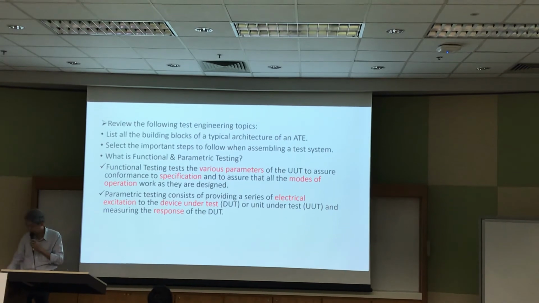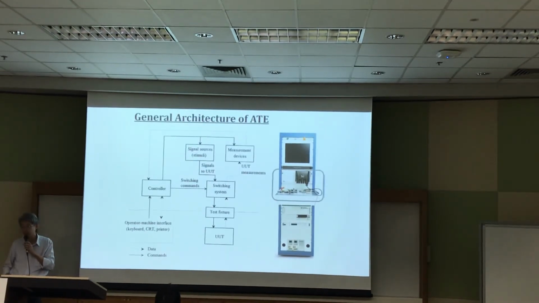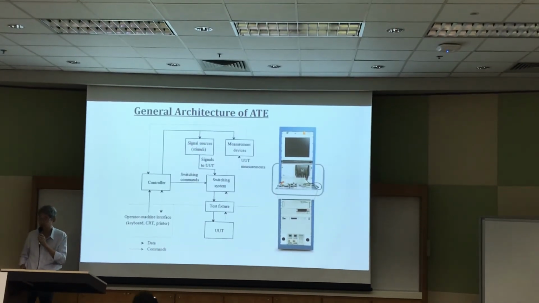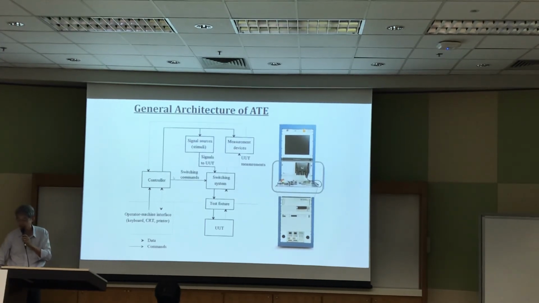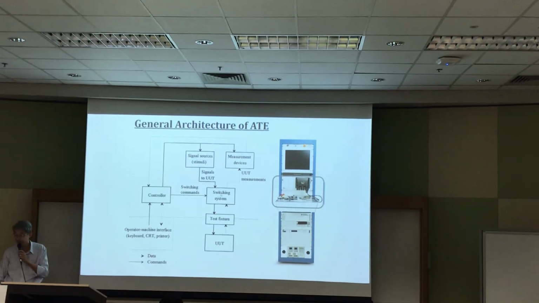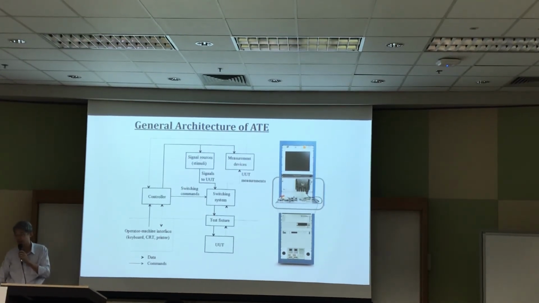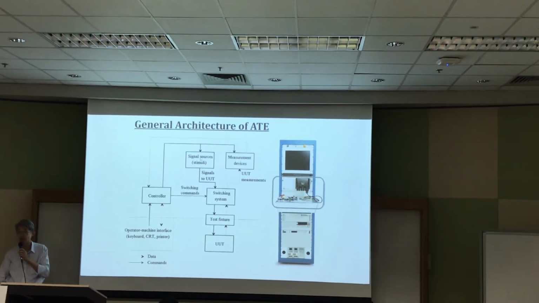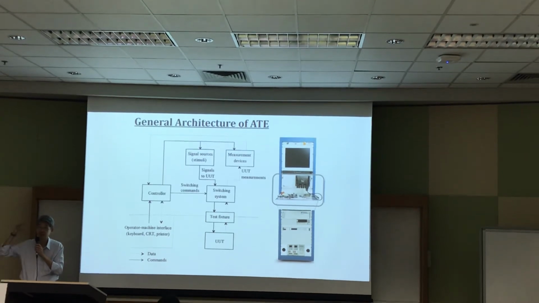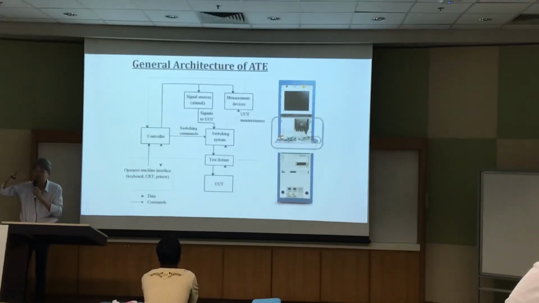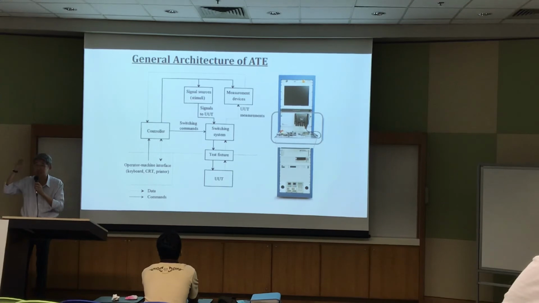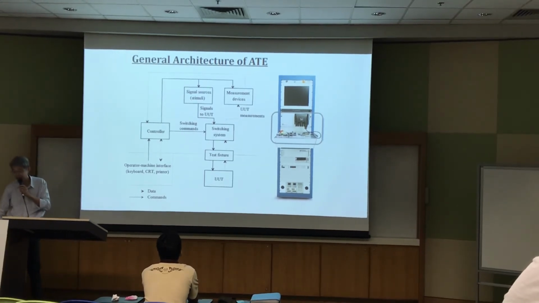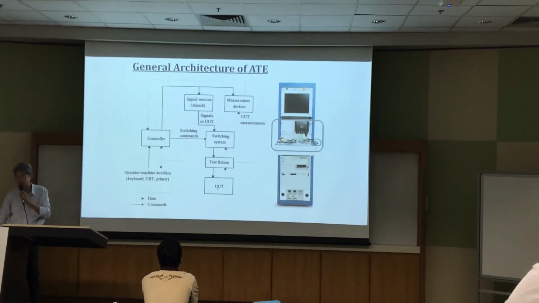Okay, so now I'm going to list the building blocks. These are the building blocks of the automatic test equipment. Obviously, you need the controller, the main brain, the CPU, the PC normally, and then you have the switching system that switches between the source and the measurement. Because the source equipment are all the function generators, the voltage sources, the current sources that force signal into your test fixture where your unit under test is mounted.